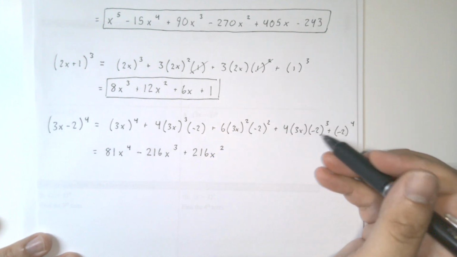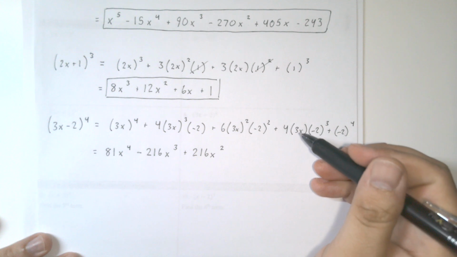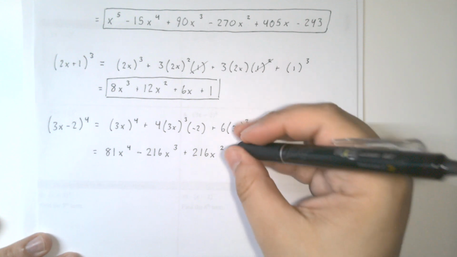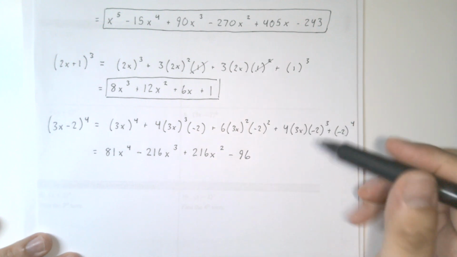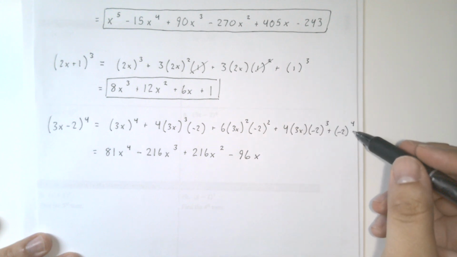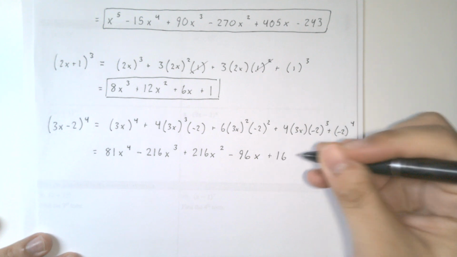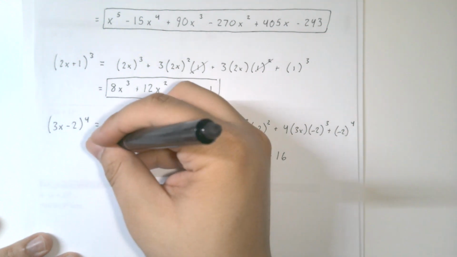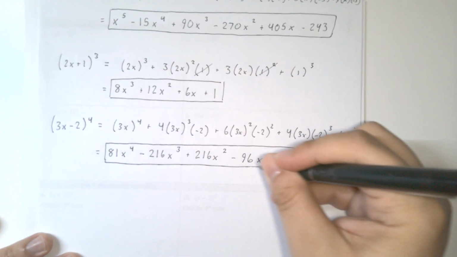Next, we have negative 2 to the third power, which is negative 8. Negative 8 times 3 is going to be negative 24. And then times 4 is going to be negative 96. And then that's just times x. And lastly, we have negative 2 to the fourth, which is going to be positive 16. And so we have our final answer here.